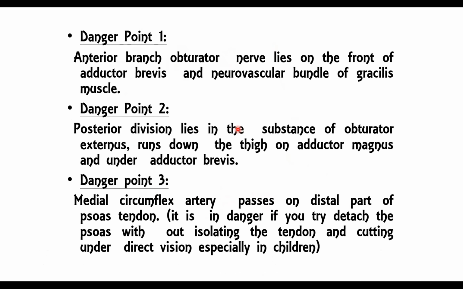Here the danger points, we already know: the anterior branch of the obturator nerve, the posterior division lies in the substance of obturator externus, and the third danger is the MCA, medial circumflex artery. This passes on the distal aspect of the psoas tendon.